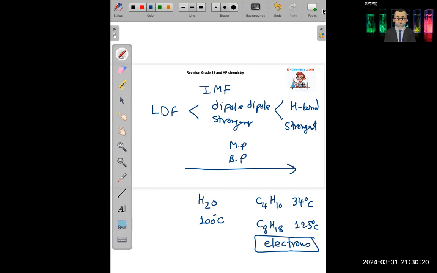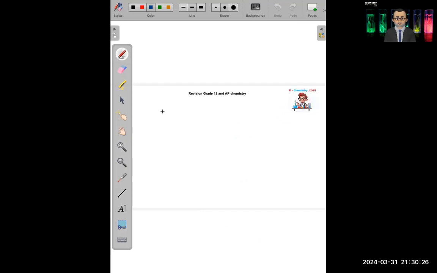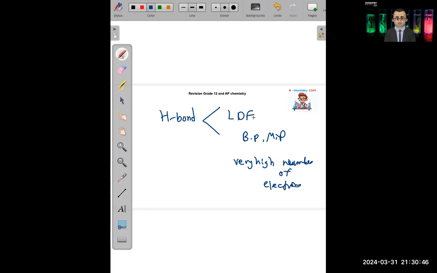So don't say it as a fixed rule, and there is no way to know that. The only way is if you are told that a structure with LDF has stronger attraction forces and a higher boiling point and melting point than the hydrogen bond, you can explain it by saying this structure has a very high number of electrons. So this means the LDF is more significant than the hydrogen bond, even in water.